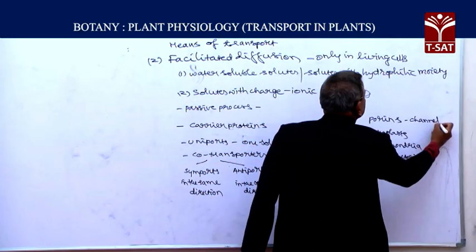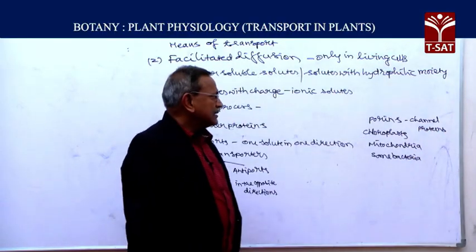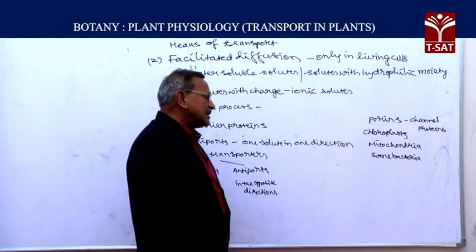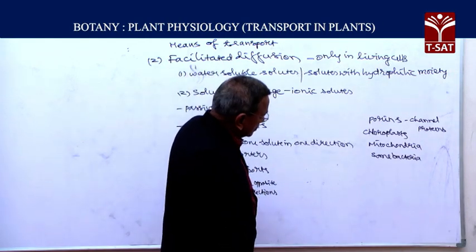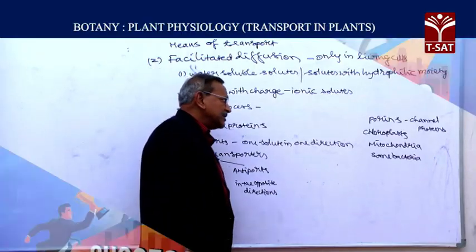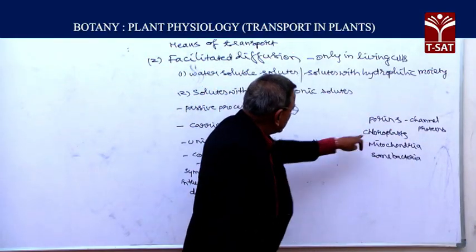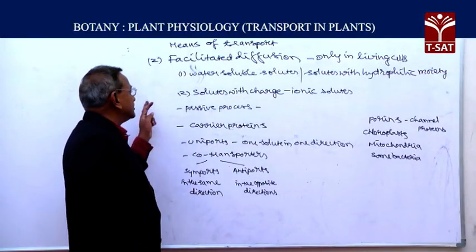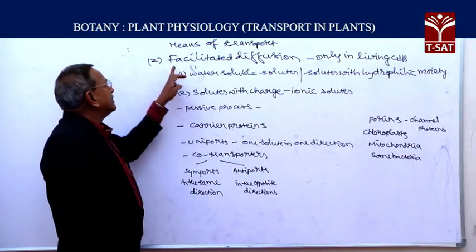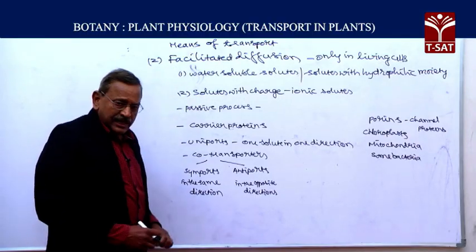These are channel proteins. The channel proteins allow passage or transport of medium-sized solutes and also solutes with hydrophilic moiety. These may be gated channels or open channels, and so these help in facilitated diffusion. What cannot diffuse into the cell may be transported either by facilitated diffusion or by active transport.